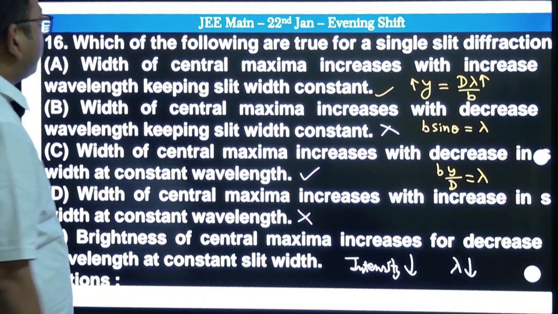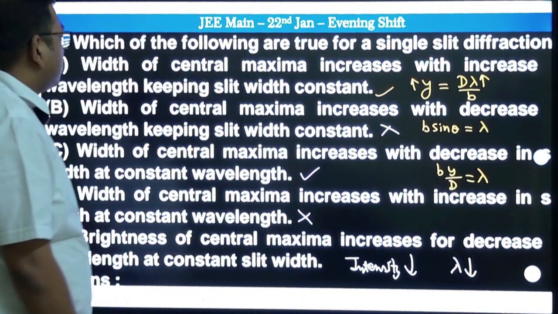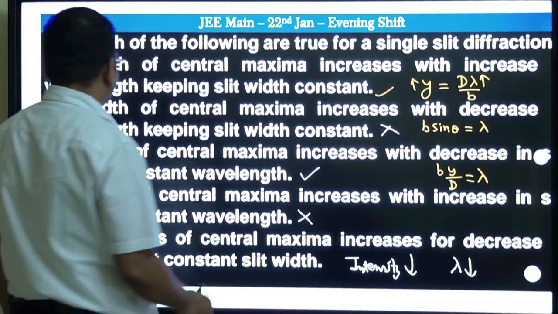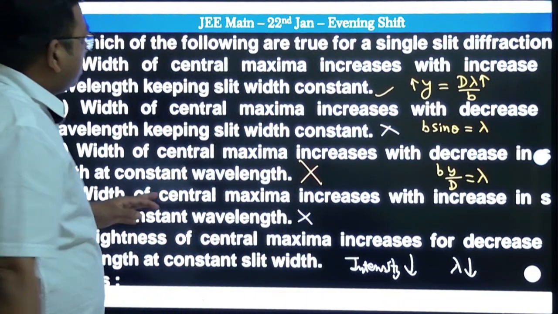If you decrease the wavelength, the width of the central maxima will also decrease. So this option is wrong, because you are decreasing it, and this one is also wrong. So A is definitely correct.